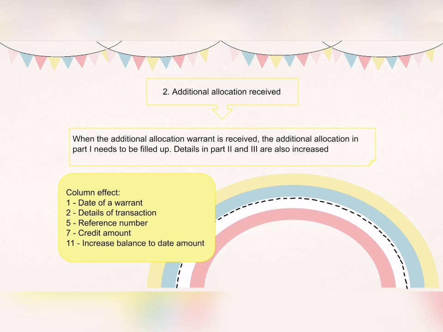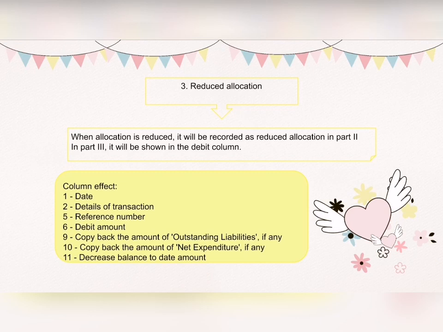The next one is additional allocation warrant received. When the additional allocation warrant is received, again parts 1, 2, and 3 will be affected as well. The next transaction is reduced allocation. When allocation is reduced, it will be recorded as reduced allocation in part 2, and in part 3, it will affect columns 1, 2, 5, 6, 9, 10, and 11.